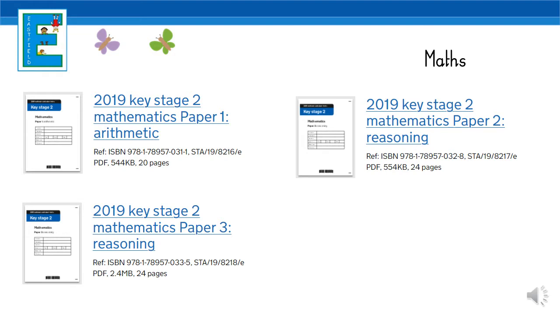This video is going to focus on maths particularly. So in maths, your child will sit 3 individual papers. Paper 1 is based around arithmetic, which we are going to go into more detail with on the next slide. Paper 2 is in relation to reasoning, and so is paper 3.